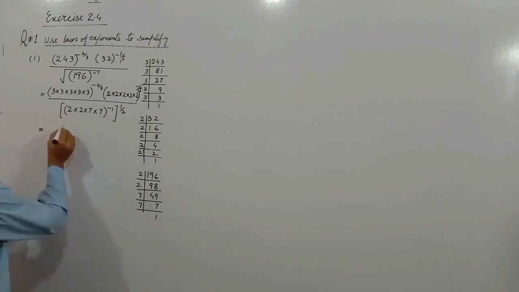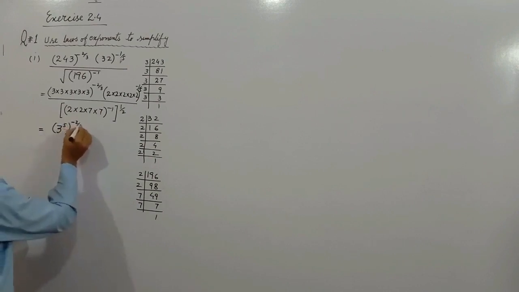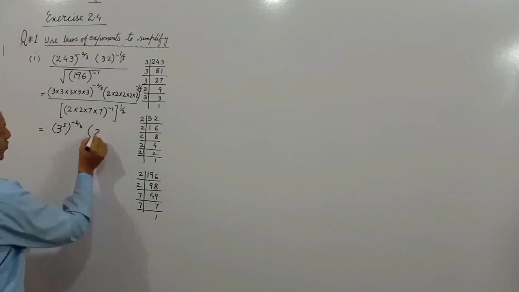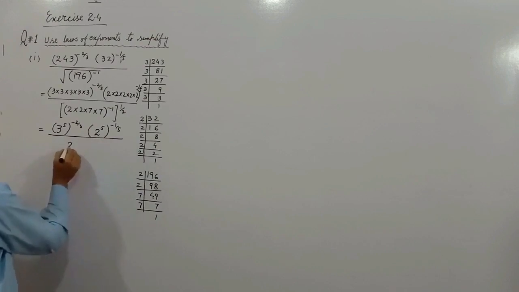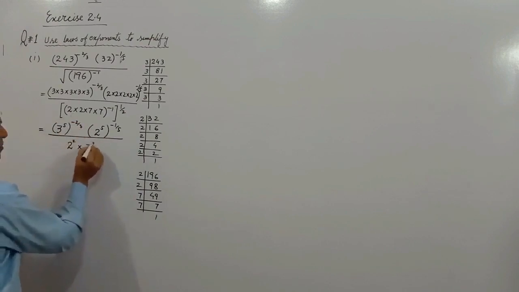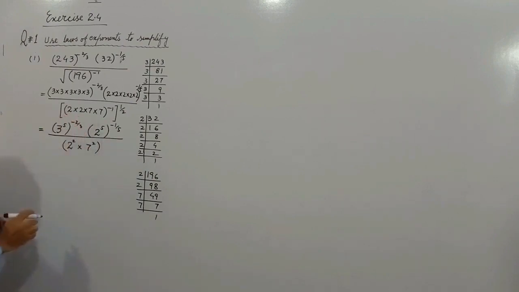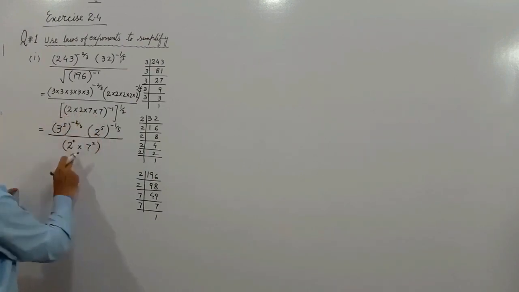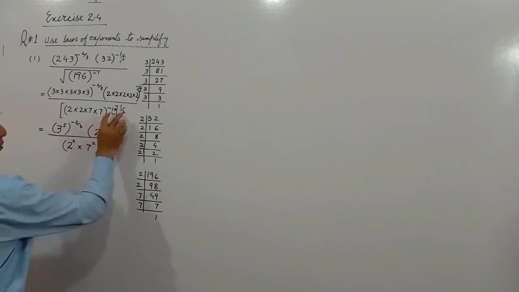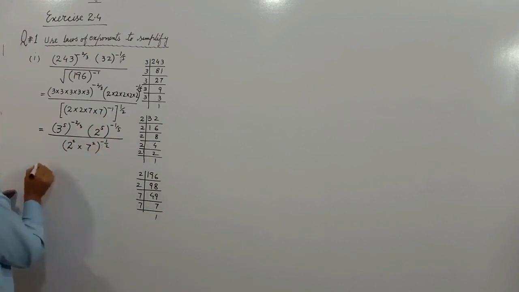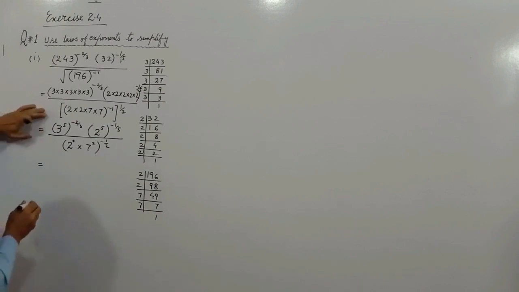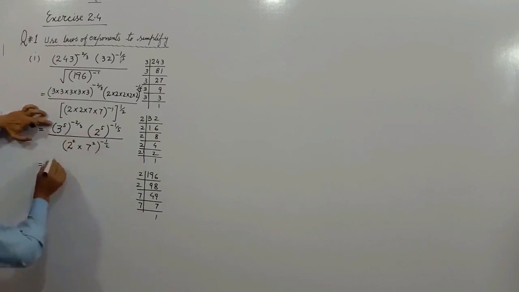In the next step, according to the law of sum of powers, 3 raised to power 5 whole power minus 2 by 3. In the same way, 2 raised to power 5 whole power minus 1 by 5, whole divided by 2 raised to power 2 multiply 7 raised to power 2, because if bases are the same, then the powers are added. So 2 two times and 7 two times, we have the powers. According to the law of power, minus 1 multiplied by 1 by 2 becomes minus 1 by 2.